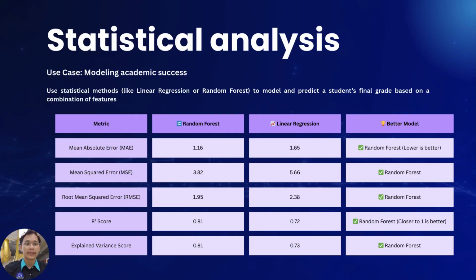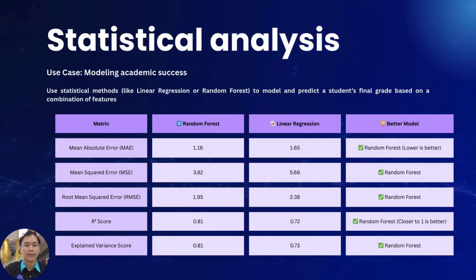Now, let's move to statistical analysis, where we use both linear regression and random forest to predict the student final grade. Here is how the two models perform. Random forest had the best score in every metric compared to linear regression, which is lower error, MAE, MSE, and RMSE, indicating more accurate prediction.